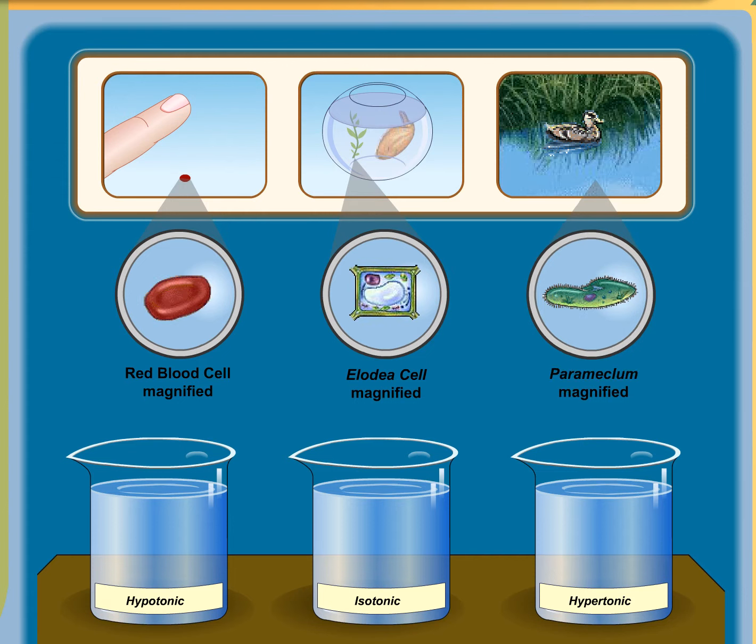A cell membrane permits some materials to pass through while keeping other materials out. Such a membrane is called a selectively permeable membrane. Under normal conditions, water constantly passes in and out of this membrane. This diffusion of water through a selectively permeable membrane is called osmosis. Like other substances, water diffuses from a region of higher concentration to a region of lower concentration.